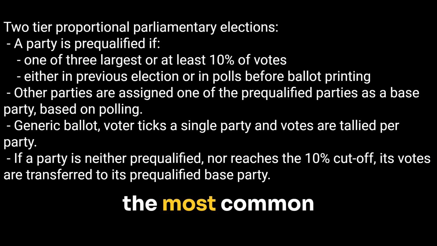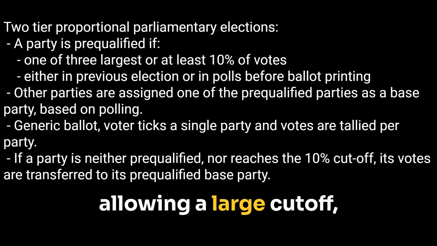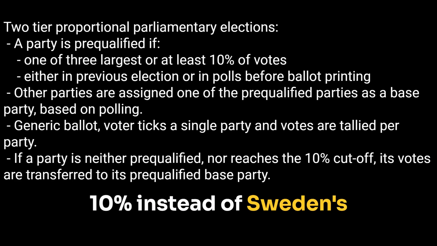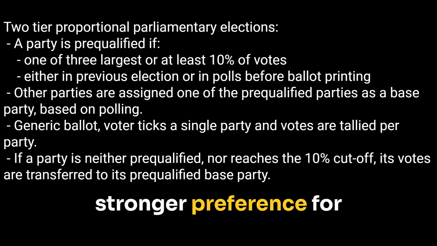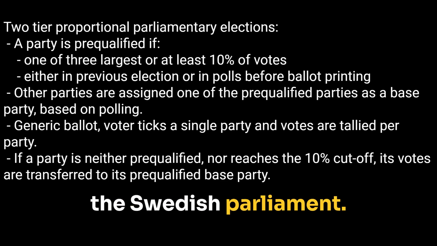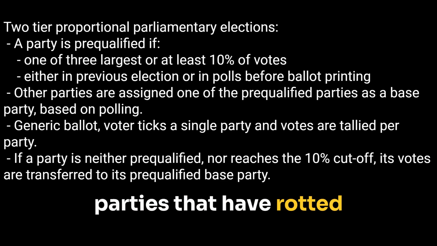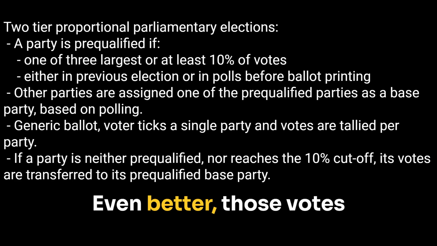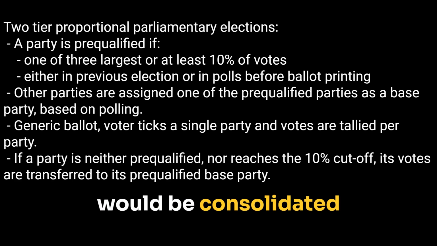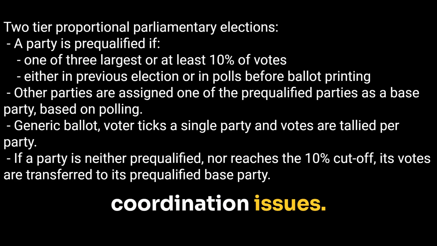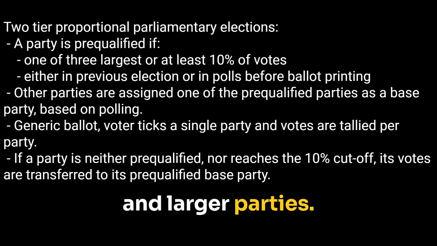It only handles the most common case, but that gives the overwhelming majority of the benefit, allowing a large cutoff without spoiler effect. With a higher cutoff, 10% instead of Sweden's current 4%, there's a stronger preference for large parties, addressing the problem of there being too many small parties in the Swedish parliament. Old establishment parties that have rotted will not be saved by their allies, since the vote would not be lost. Even better, those votes would be consolidated to the main party, allowing a more efficient government with less coordination issues. So there would be fewer and larger parties.